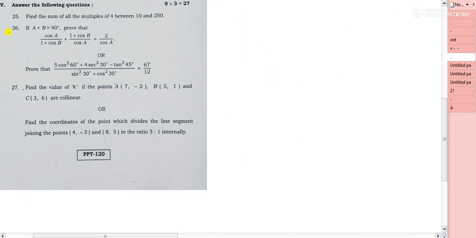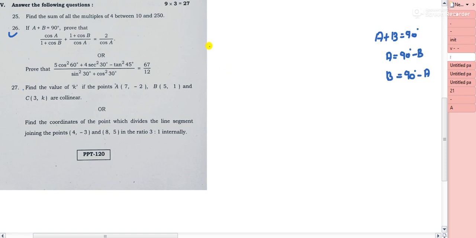So question number 26 says, if A plus B is 90 degrees, prove that. Okay, so let me write the data first. What is the data? A plus B is 90 degrees. So as per this data, can I write A as 90 minus B? Correct? As well as B is also 90 degrees minus A. Right? These two cases can be written.